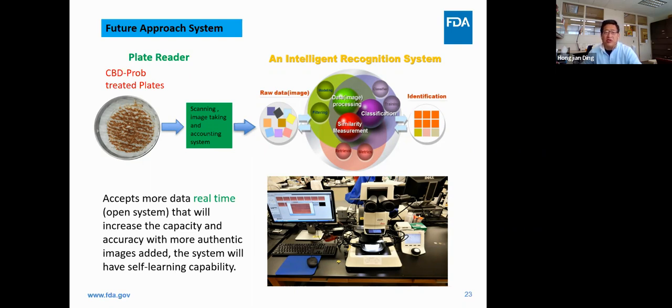This system will accept more data in real time. It's an open system that will increase its capacity and accuracy as more authentic images are added. This system will have self-learning capability. We all know that with AI technology, if you put in more authentic identifications, the system will become smarter and smarter. So that's our future goal.